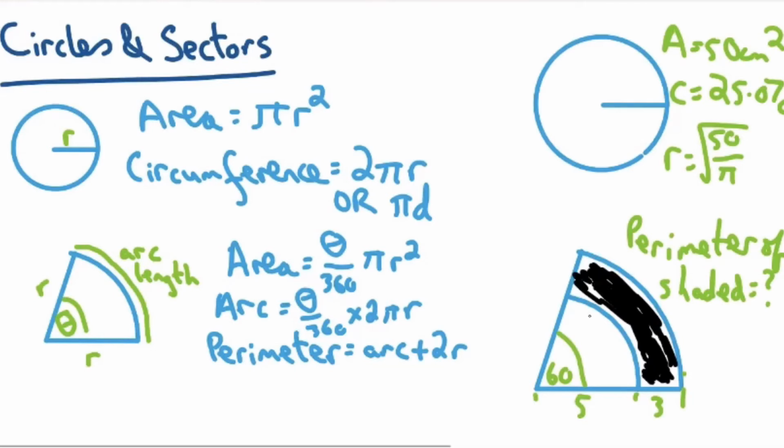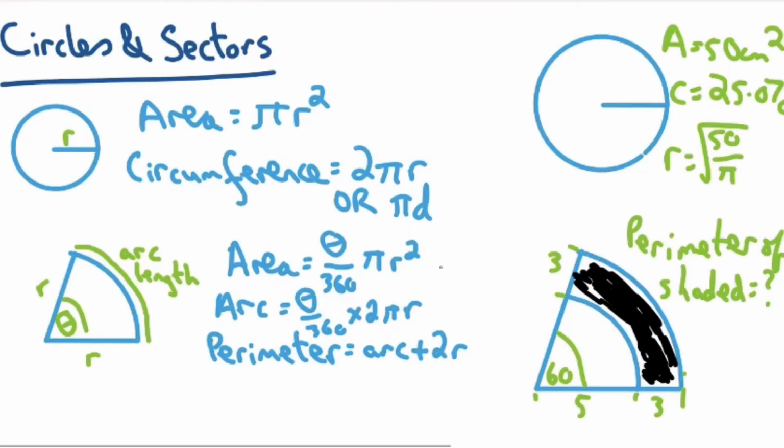As for this sector bit here, the perimeter of this shaded bit is going to be the straight line between here and here, and between here and here, then this curve and this curve. If this here is a 3, this too is going to be a 3. So already we've got 6 to add on to our perimeter. Then after that, it's going to be this big arc here, also adding the smaller arc.